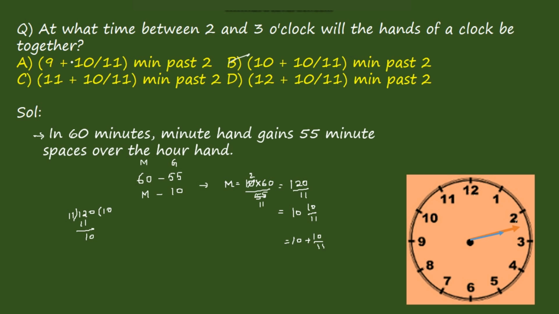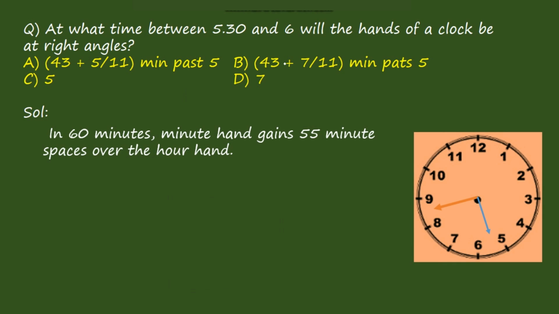So going to the next one. The next question: how to solve the problem without using any formulas for right angles. The question is: at what time between 5:30 and 6 o'clock will the hands of the clock be at a right angle? Between 5:30 and 6 o'clock it should form 90 degrees, which is nothing but a right angle. So the basic thing you have to remember is that in 60 minutes the minutes hand gains 55 minutes.